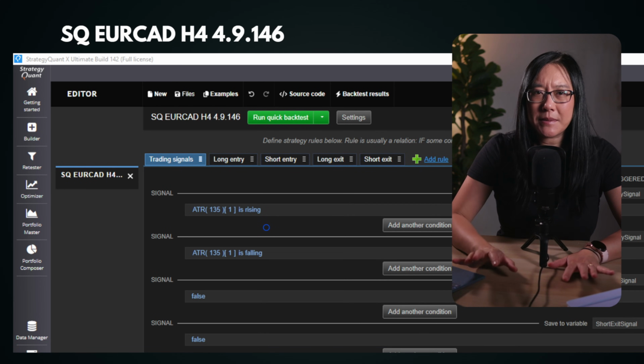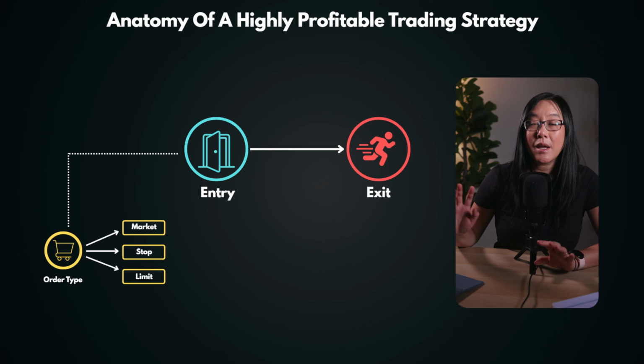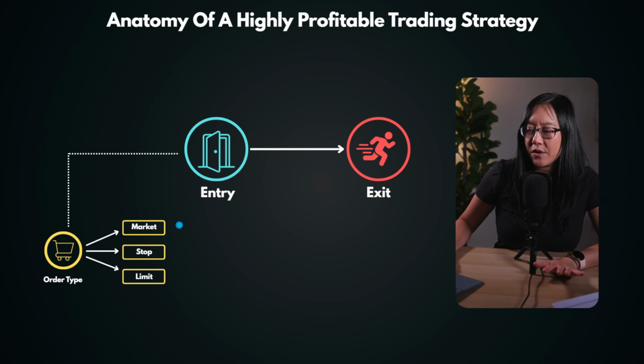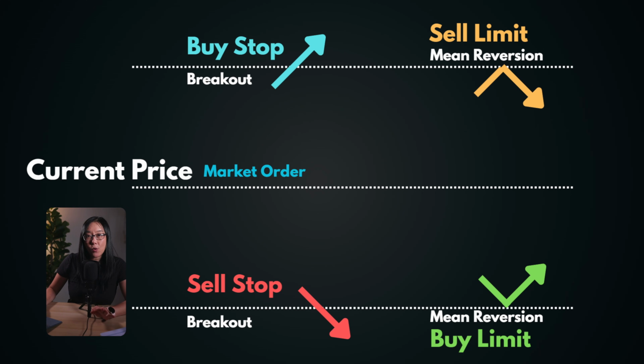The question now becomes, what type of trade are we going to place? We've got 3 different types. You've got a market order, a stop order, and a limit order. A market order means we are going to place a buy or a sell trade at whatever the price is right now, whereas a buy stop means we are placing a pending order above the current price, and a sell stop means we are placing the order below the current price. And limit orders are the opposite. Sell limit orders are placed above the current price, and buy limit orders are placed below the current price.